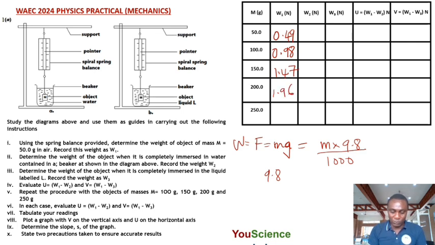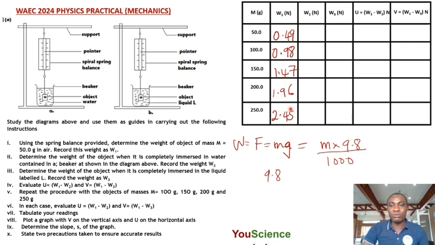Next, I'm going to do 250 times 9.8 divided by 1000. That's going to give me 2.45. So these are my weights in air. This value here gives me my weight in air.